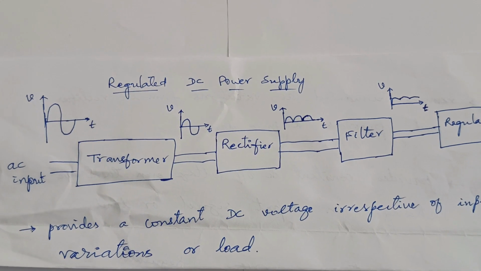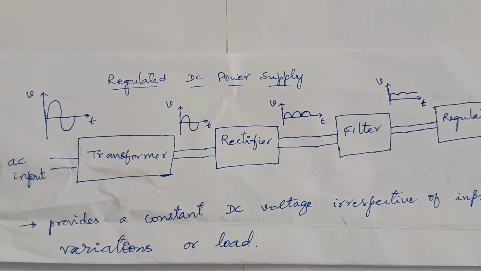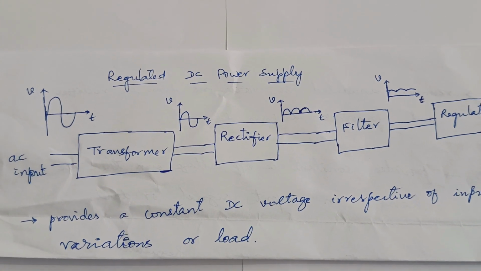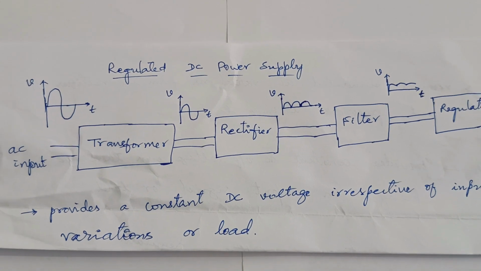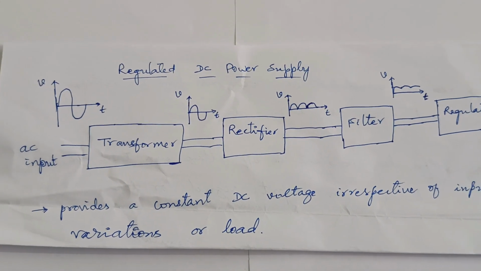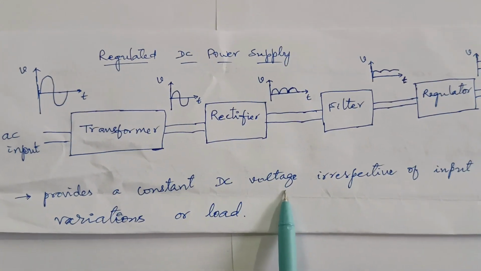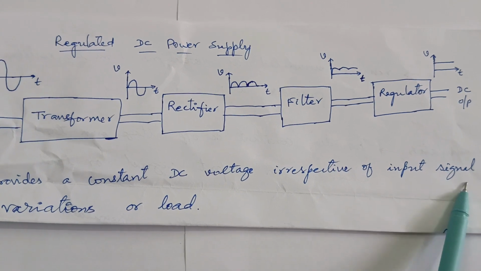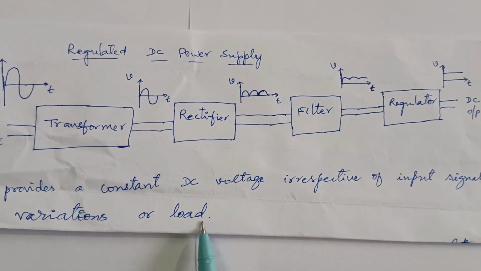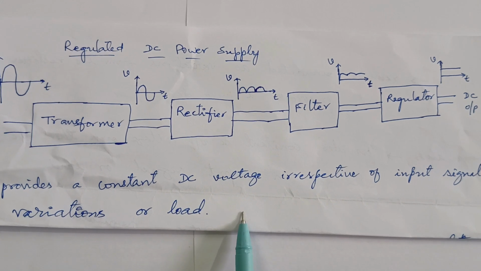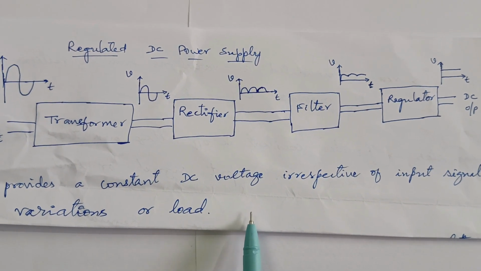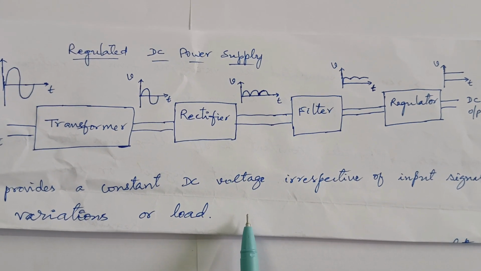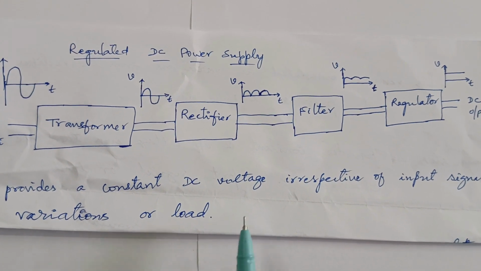Welcome. In this video, let us understand the regulated DC power supply block diagram. Regulated DC power supply is used to provide a constant DC voltage irrespective of the input signal variations and the load variations. So it maintains constant output voltage even if there are variations in the input voltage as well as the load.